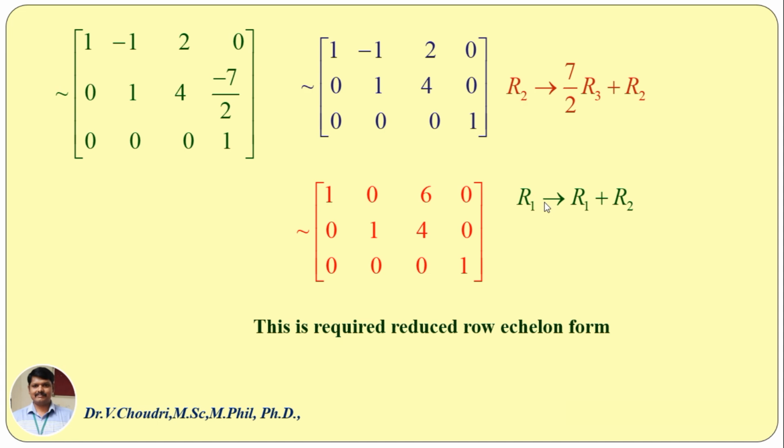So here you may apply an elementary column transformation. What happened? C1 plus C2, so C2 is changed by C1 plus C2. 1 minus 1 is 0, 0 plus 1 is 1, 0, 0, 0. So when we reduce to reduced row echelon form, you may apply elementary row transformation as well as elementary column transformation. Here I mentioned R1 plus R2, that is not correct. Here C2 is changed by C1 plus C2. This is the required reduced row echelon form.